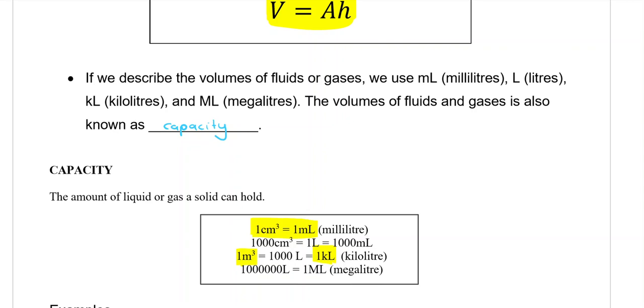The ones that I've highlighted I think are the easiest ones to remember. A centimetre cubed is the same as a milliliter, and a metre cubed is the same as a kiloliter. If you remember those conversions, then you can very easily convert between the capacity units using this chart here. So we have milliliters, litres, kiloliters, and megaliters. As we go from smaller units to bigger units, we divide by 1,000 going that way, and times by 1,000 going back the other way.